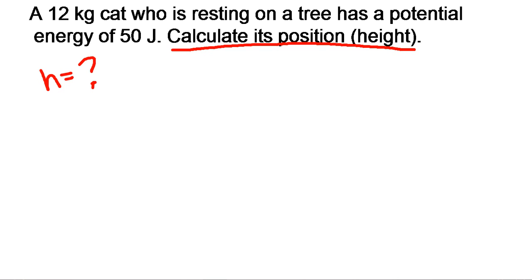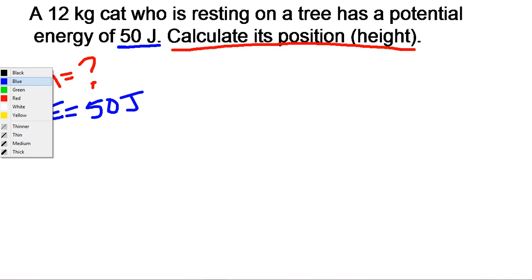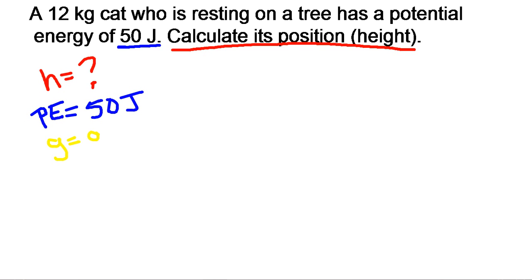Now I'm going to go through and identify variables that I do know. I'm going to start with the energy one, potential energy. Potential energy has the units of a J, so I'm going to look for the J in my problem. And I'm going to see that it has 50 joules. Next, I am going to look at G, which is always the same, which is 9.8 meters per second squared. And my last thing is my mass. Mass has units of kilograms, so I'm going to look for the kg in my problem, and I see that I have 12 kilograms.